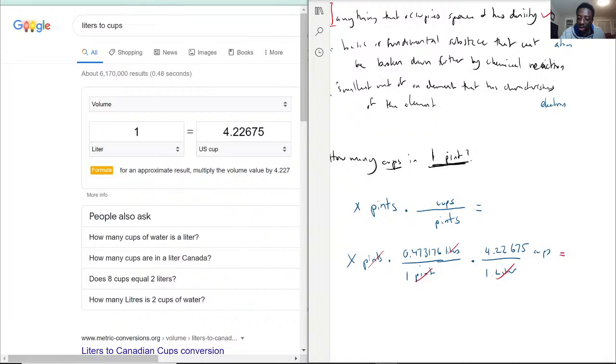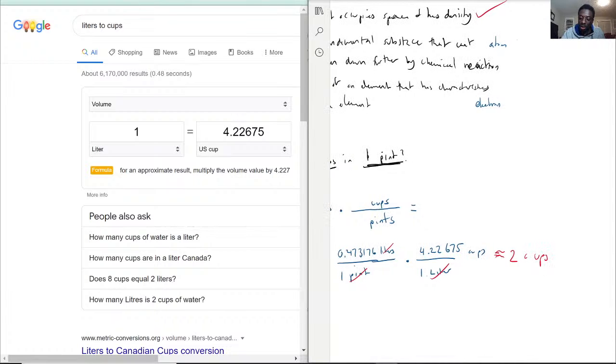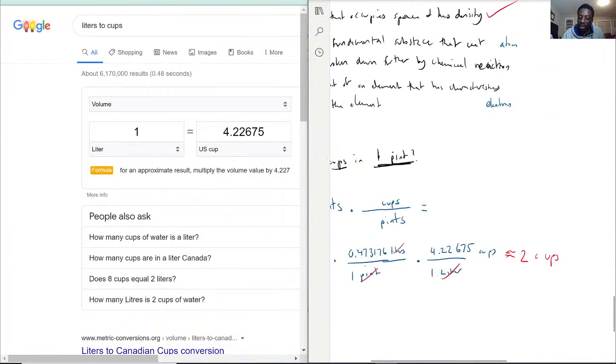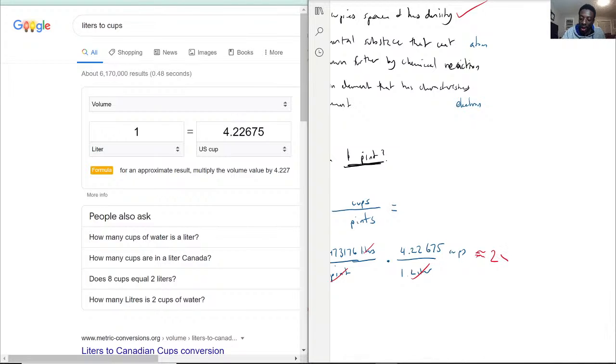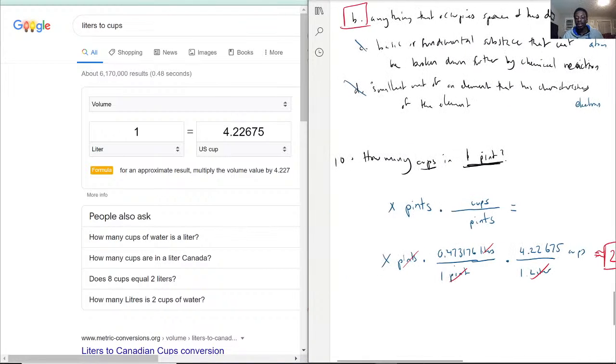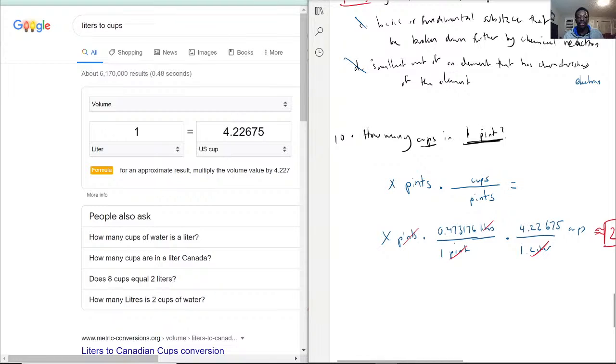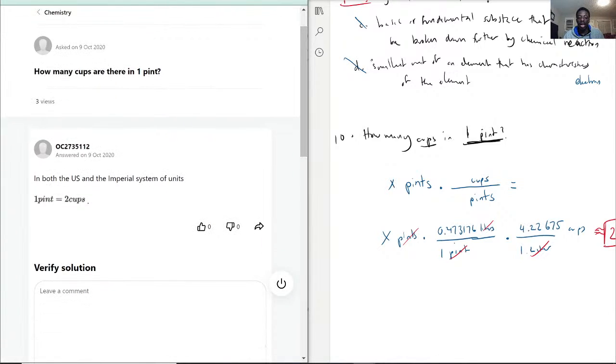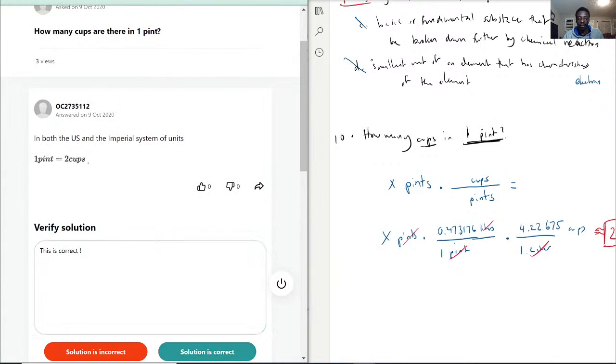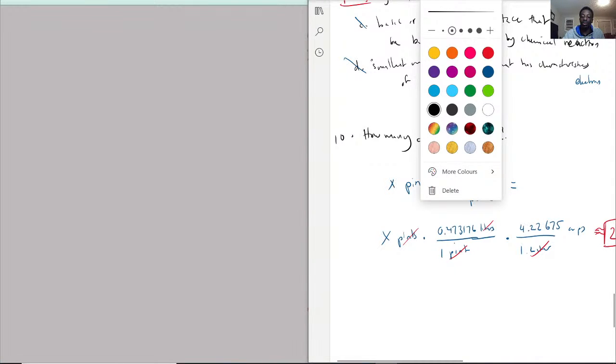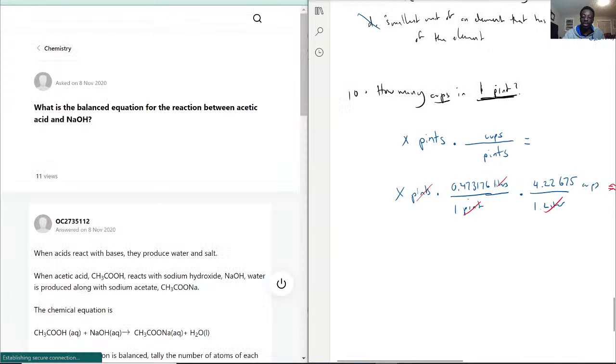So I'm just going to actually round it. It's going to be 2 cups. And in this case, because we were dealing with X amount of pints, for every X, there's 2X of cups. So if there was 1 pint, if we did 2X of it, so 2 times 1, it'd be 2 cups. If there's 3.5 pints, it would be 7 cups. And that is exactly what they got here. So this is correct. The important thing here is just showing how you cancel your units. That would be how you solve these questions.